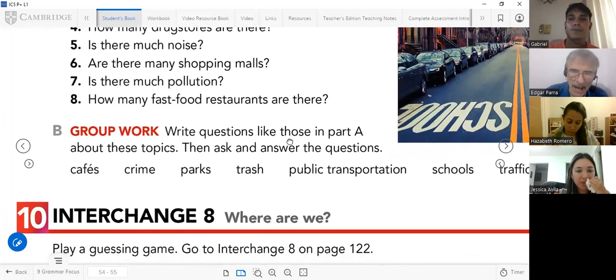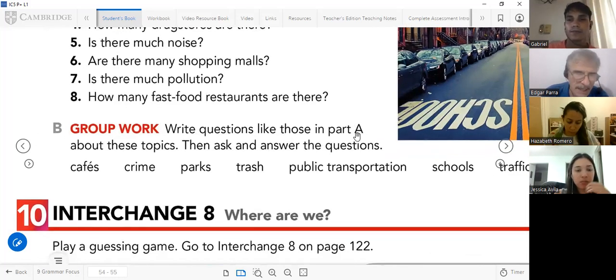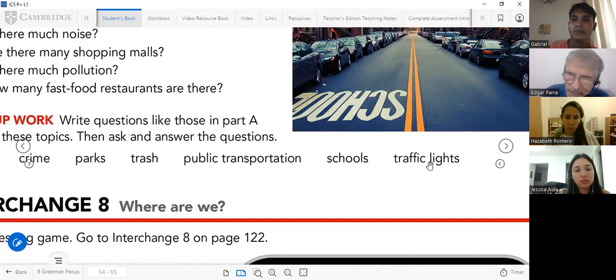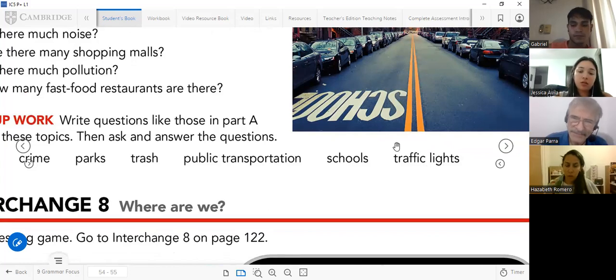Group activity. Write questions like those in exercise part A about these topics. Then ask and answer the questions. Okay, cafes, crime, parks, trash, public transportation, schools, traffic lights. For example, Jessica, ask Hazabeth about schools. Okay, Hazabeth.